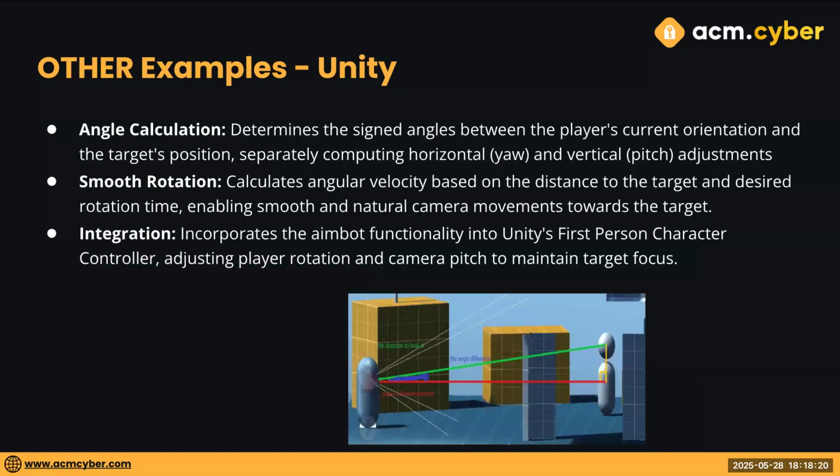A little bit more about how that works. It uses angle calculation, smooth rotation, and integration. There's a little picture up there. You have to determine the signed angles between your current orientation and the target's position. Then you calculate the angular velocity based on the distance of the target, the rotation time, and all these other factors that come from the graphics behind the game.